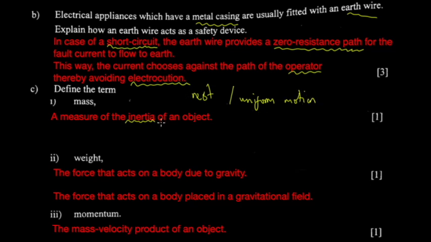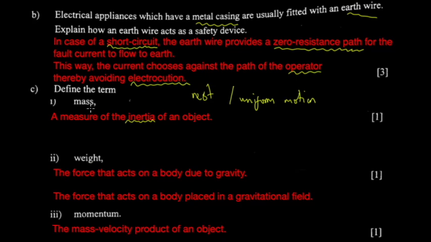So objects have a tendency to resist a change in motion. If it's at rest, it wants to remain at rest. If it's moving at a steady speed, it wants to remain that way. So the inertia of an object, that means the unwillingness to change its state, is a measure of the mass. The mass is what determines how an object accelerates, how an object changes its state after it's moving.